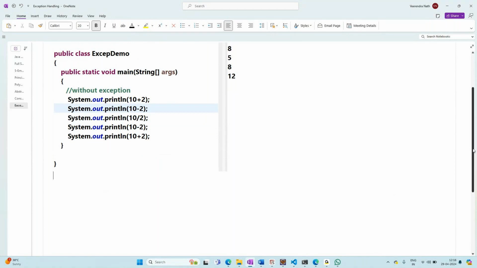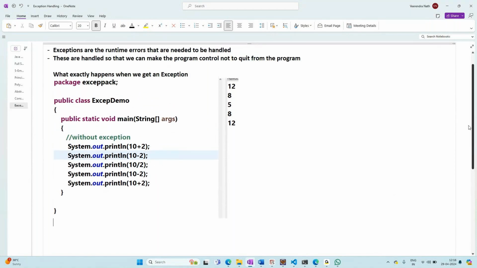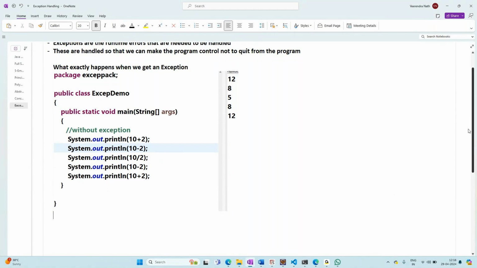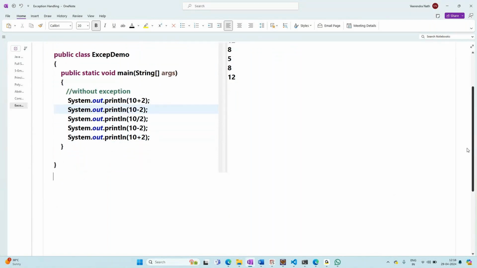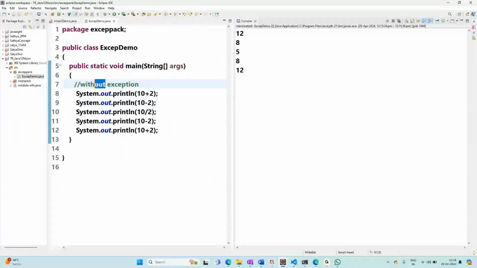Now when we are talking about this exception, what are exceptions? I told you, they are the runtime errors that are needed to be handled, so that we can make the program control not to quit from the program. Here, without exception, all of them are quite nicely going on. Now with exception, what exactly happens? Let's see.